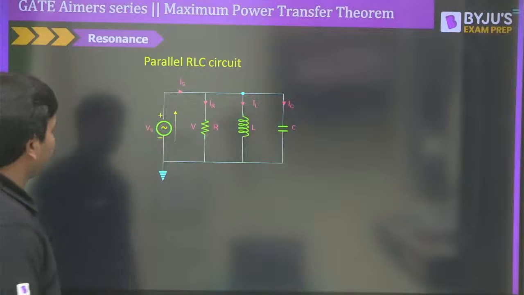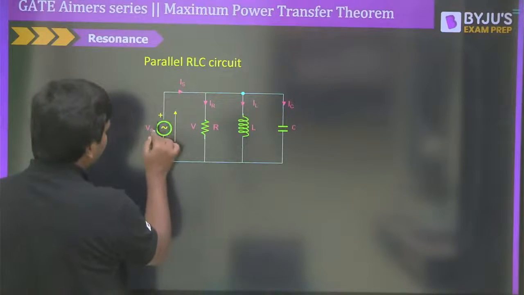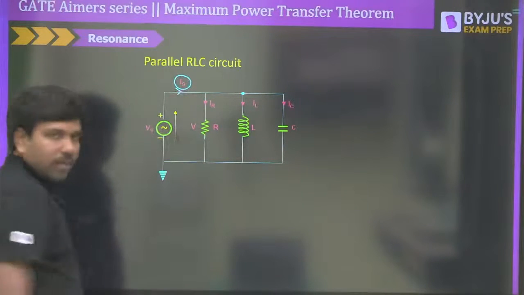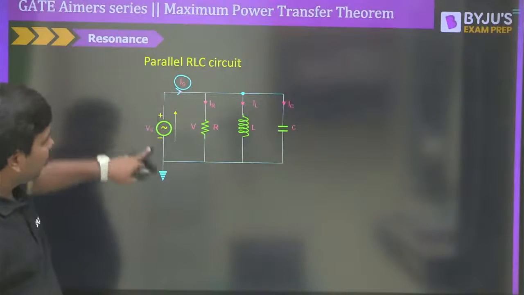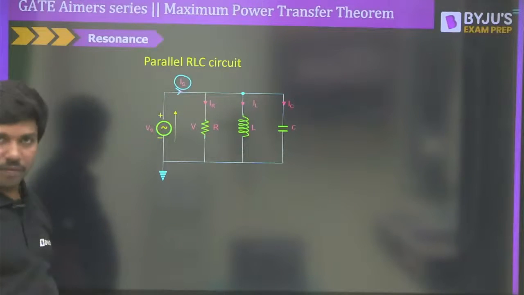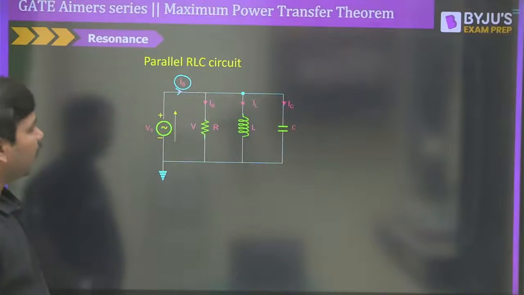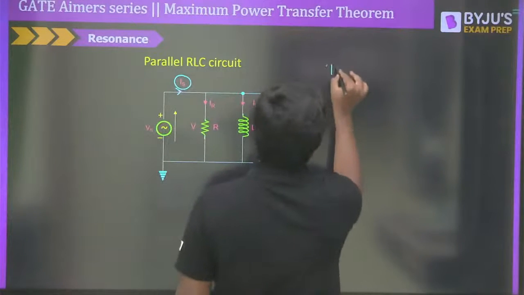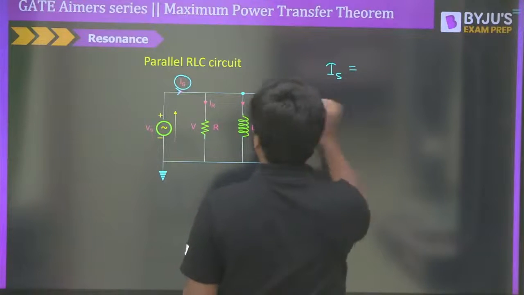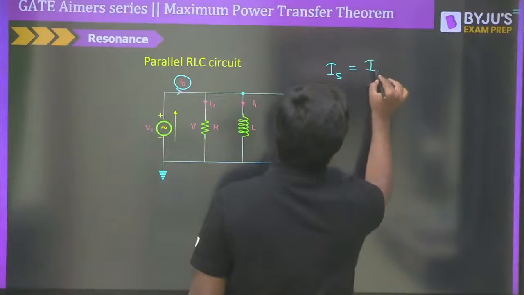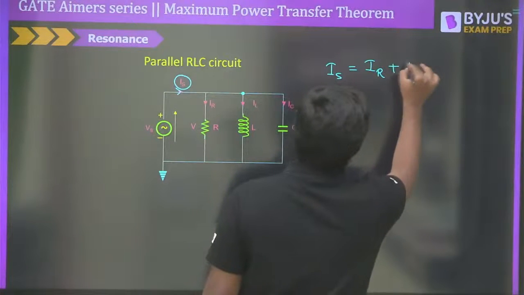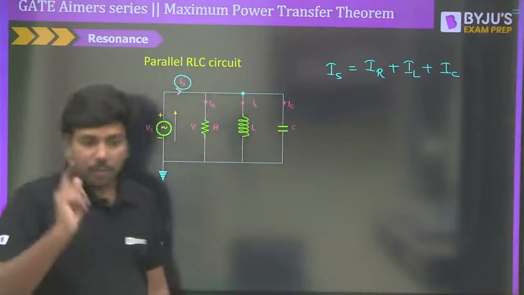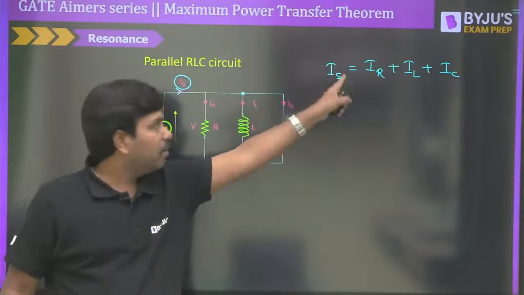Now moving ahead, next is the parallel RLC circuit. Parallel RLC circuit means either you can connect a voltage source, or simply assume that a current source is delivering some current IS. Clear? Forget about the voltage source. Assume there is a current source delivering the current IS. Now, even in a parallel RLC circuit, the very first thing you must write is that IS is equal to the total current in the circuit, IR plus IL plus IC. Remember, all these are phasor currents.